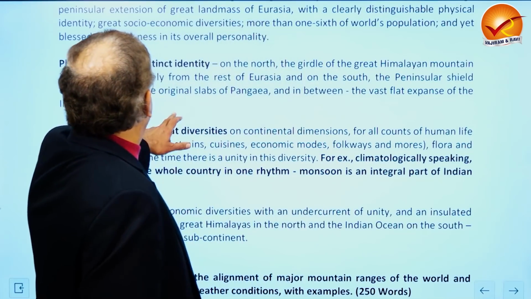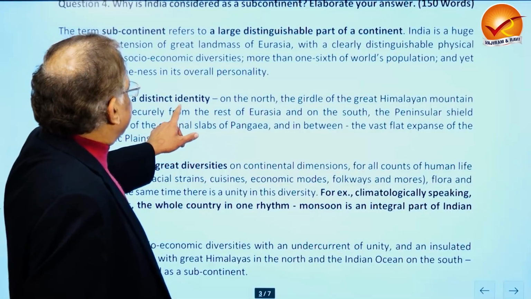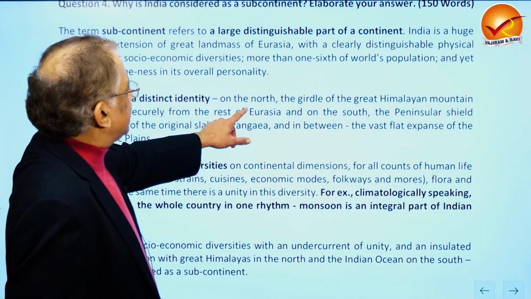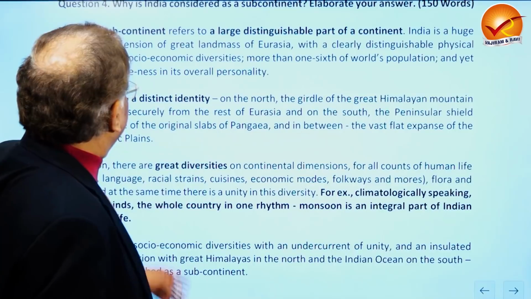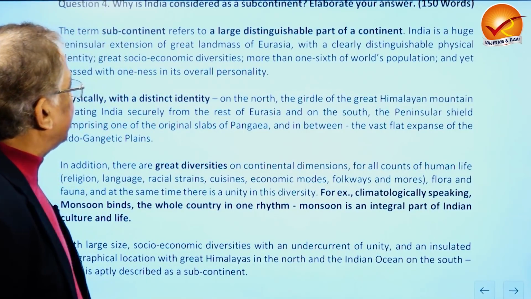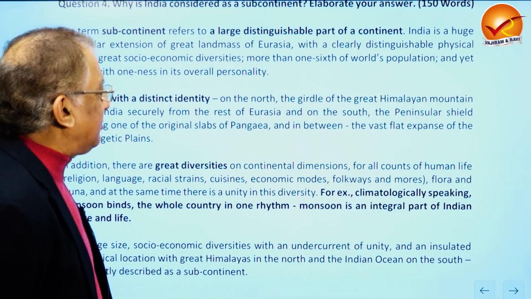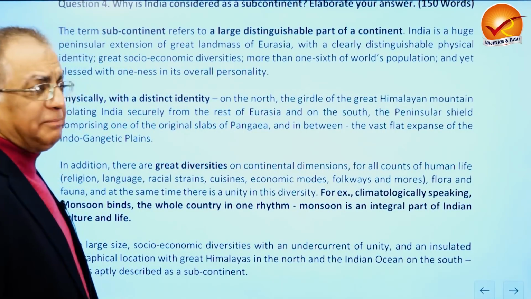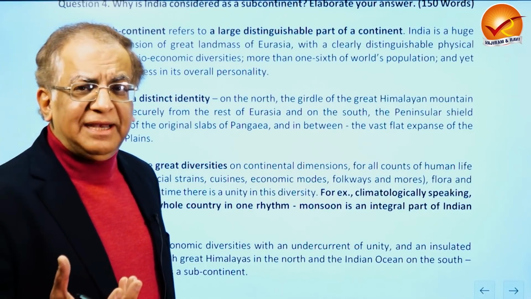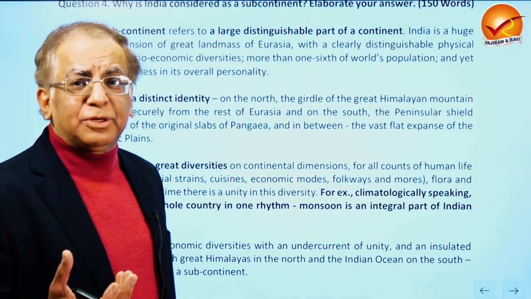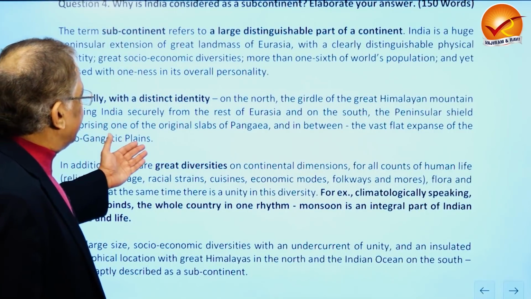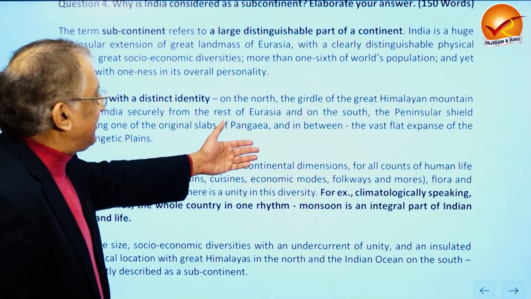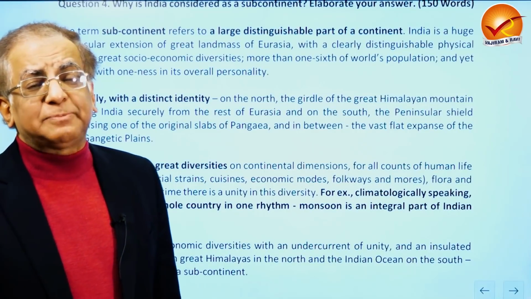So I write here that physical distinct identity is understood as that on the north we have the girdle of the great Himalayan mountain isolating India securely from the rest of Eurasia, and on the south the peninsular shield means one of the most stable land masses of the world, one of the original plates of the world, the Pangaea as we call it, comprising one original slab of Pangaea, and in between were the vast flat expanses of the great northern plains.